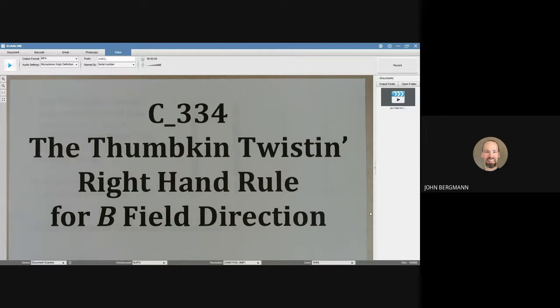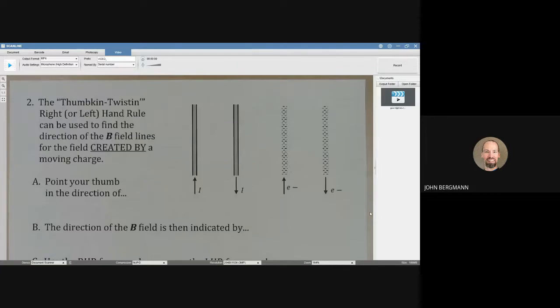The thumbkin twistin right-hand rule for magnetic field direction. The thumbkin twistin right or left-hand rule can be used to find the direction of the magnetic field lines for the field created by a moving charge. Thumbkin twistin is simply what I call it, so that I can remember what it is.